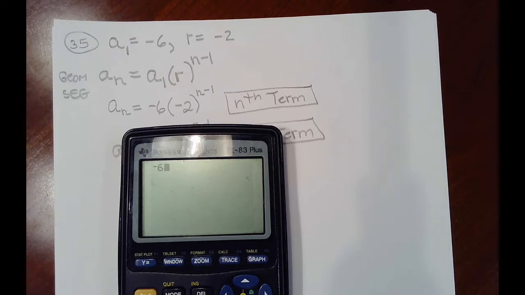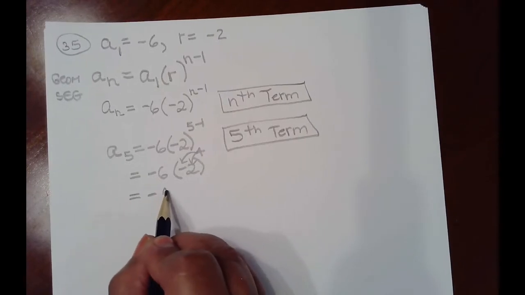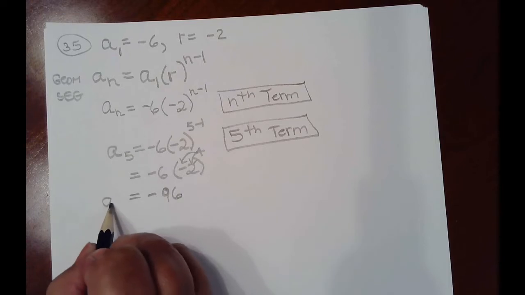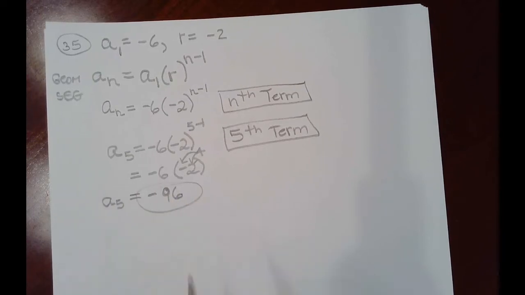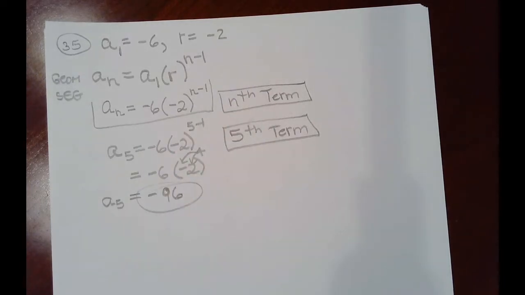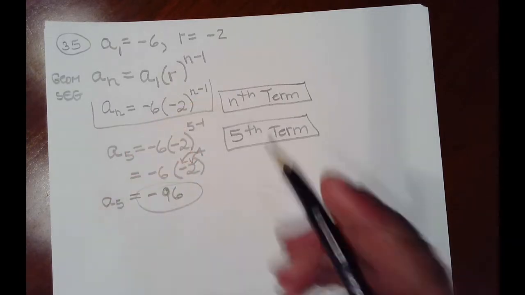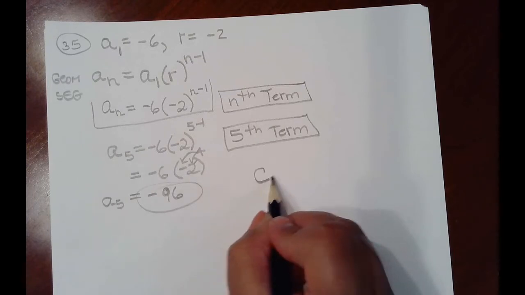So it's -6 times -2 raised up to a power of 4. And that turns out to be -96. Okay, so that's our fifth term. And this is our general nth term formula. So in problem number 35, these two answers, -96, and this specific nth term formula, -6 times -2 to a power of n minus 1, was choice C.